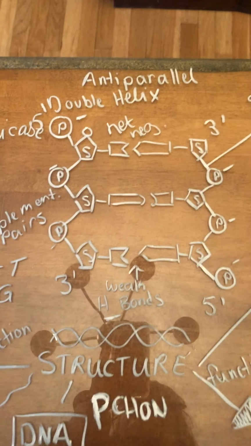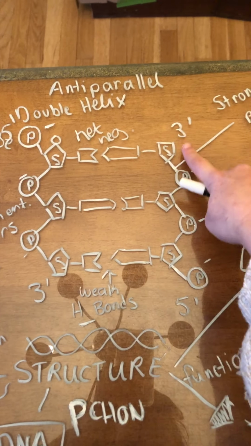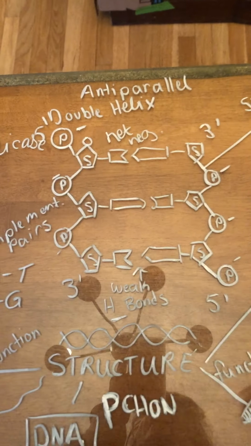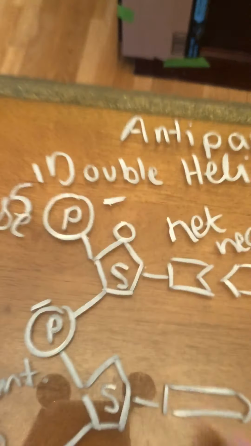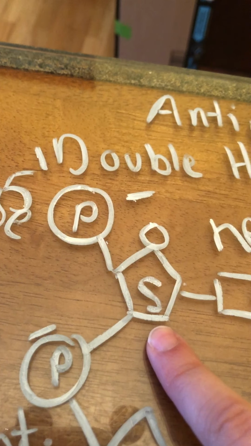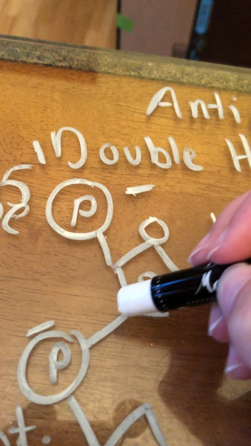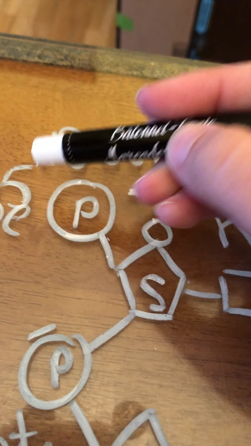Our last takeaway is, what does anti-parallel mean? It means one strand has the 3' end pointing up and the other strand has the 5' end pointing up. How do we learn what to call which end? We label the carbons of our pentose sugar. This is the pentose sugar deoxyribose. There's an oxygen at the top, and then we count clockwise. 1', 2', 3', 4', 5'. This is our 5' end.